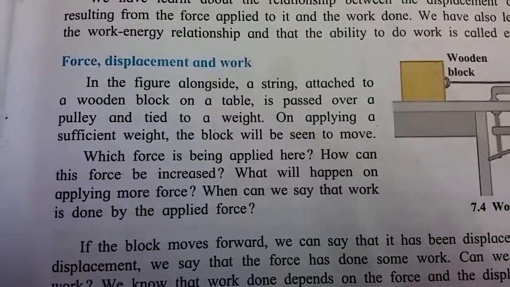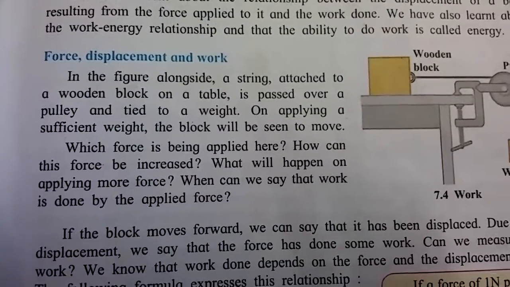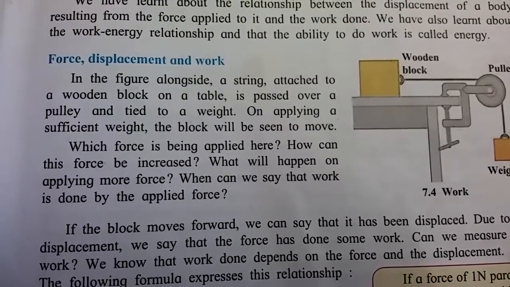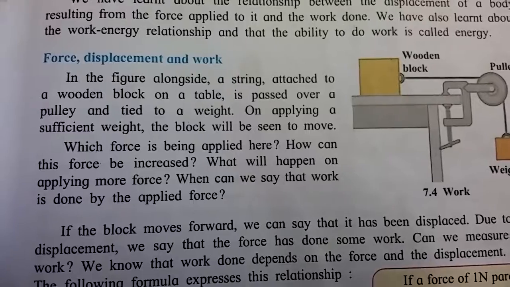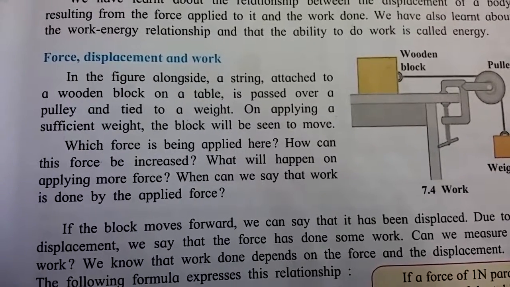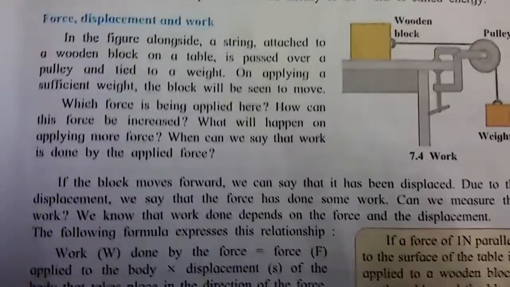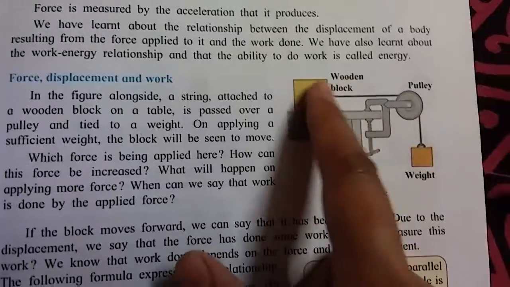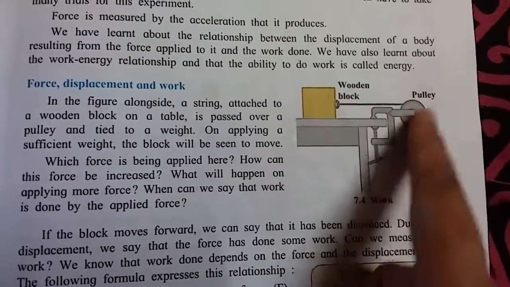Next point, force, displacement and work. In the figure alongside, a string attached to a wooden block on a table is passed over a pulley and tied to a weight. On applying a sufficient weight, the block will be seen to move. Now see, here the weight is tied, here the wooden box is there, and this is the pulley.